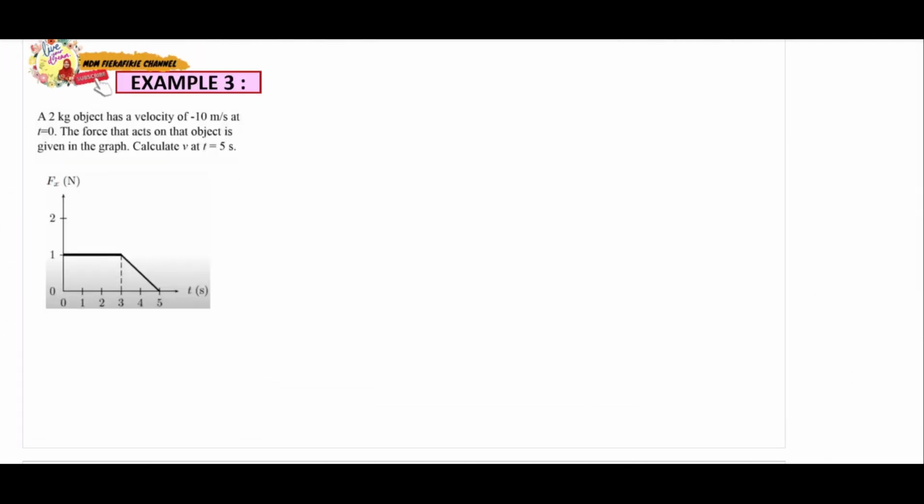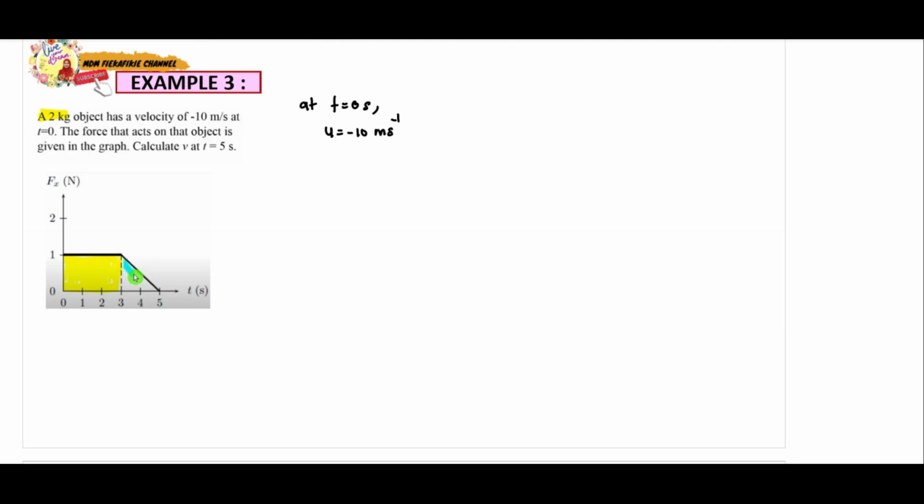Okay, now example number 3. So here we have F-t graph, and this question states that we have a 2 kg object that has a velocity of negative 10 meter per second at t equal to 0 seconds. So at t equal to 0 seconds, the initial velocity is negative 10 meter per second. Okay, and given that the mass of the object is 2 kg. So now, since we have the graph of F against t, we can calculate the area under the graph, since the area under the graph will give you the value of impulse.